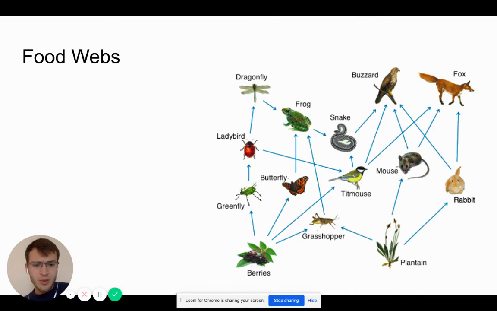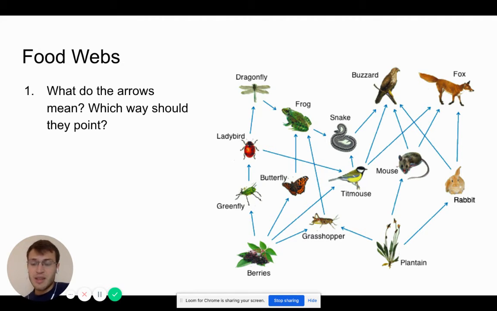All right, and while we're talking about food webs, let's take a look at this food web and answer some quick misconceptions that we might have about food webs. So the first question is, what do the arrows mean and which way should they point? So pause the video and think about it for a second.